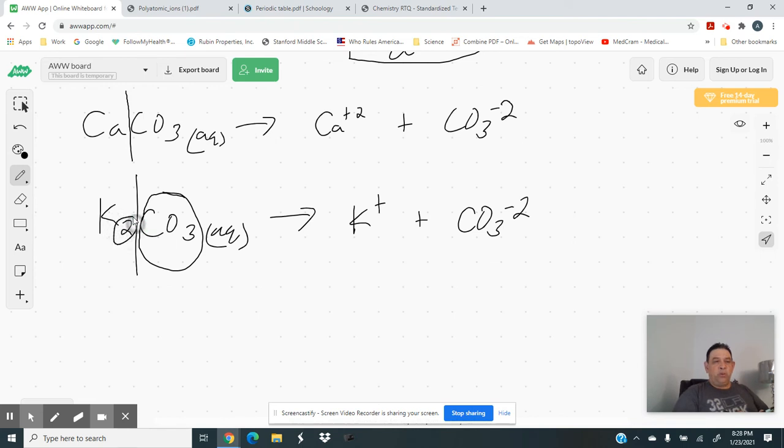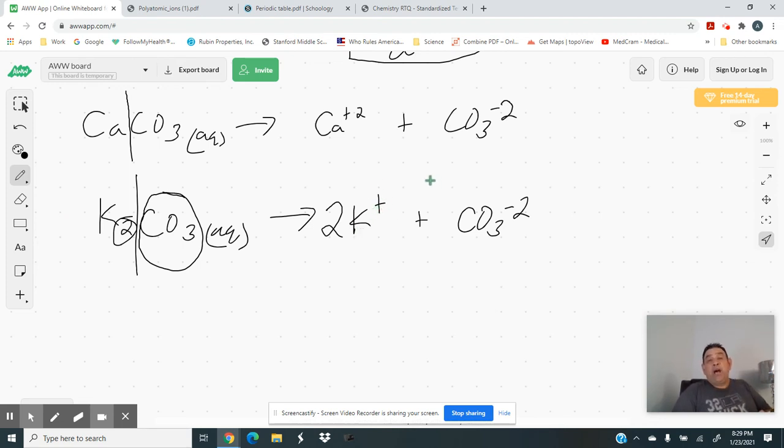Now, this 2 is different from this 3 in the sense that this 2 is only here because we needed two plus 1 charges to make up for the -2 charges, the 2 negative charges on the carbonate. So this basically tells me there are 2 potassiums for every 1 carbonate. So when they're liberated from each other, I put the 2 in front here. Okay, so see how I put the 2 of the potassium in front to show there are 2 individual potassiums, because every potassium is a plus 1 charge.